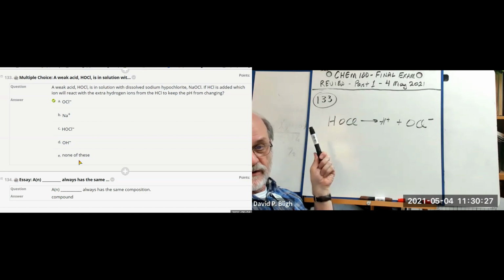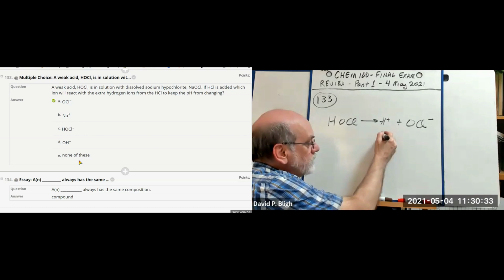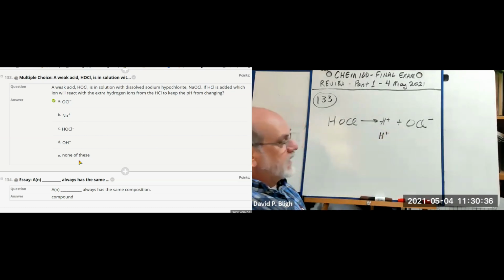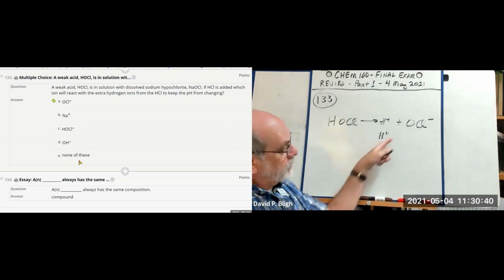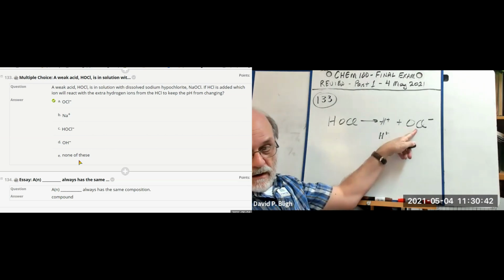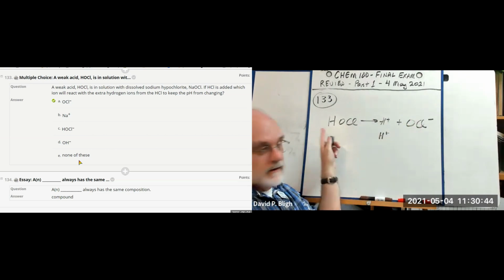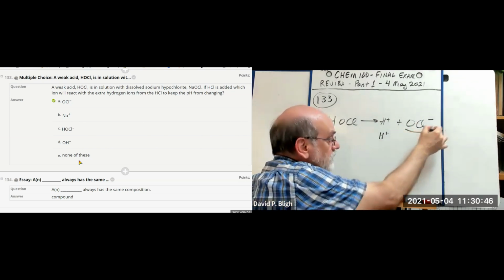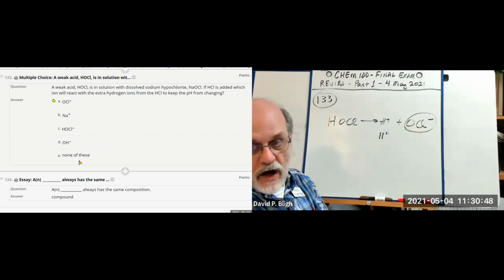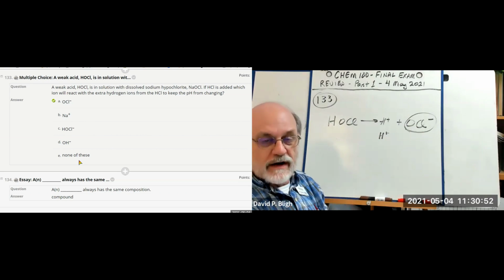Okay. Now the question is, once we've established this, if hydrochloric acid is added, which ion will react with the extra hydrogen ions to keep the pH from changing? Well, if you're adding hydrogen ions here, that's going to be extra hydrogens, and Le Chatelier says they're going to react with this one and shift back to the left. So this is the answer. They're going to react with the conjugate base. Right? The proton acceptor is OCl minus.